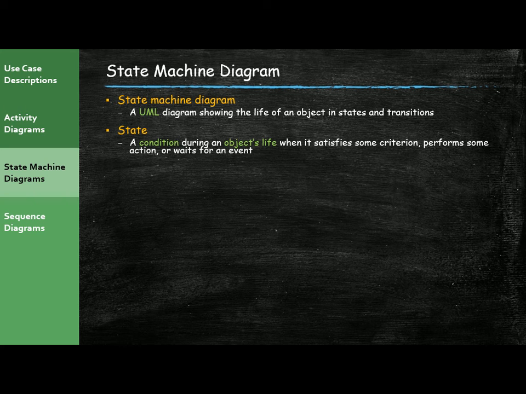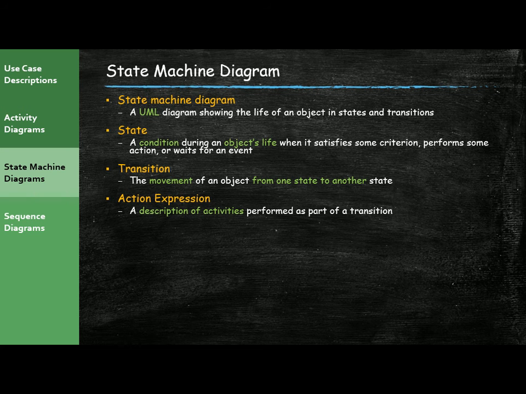So we could talk about the different states and how an object transitions from one state to another. And again, this is just a technique to decompose our class diagram. A transition is the movement of an object from one state to another state. And an action expression is a description of the activities performed as part of that transition. You're going to see an example of this.